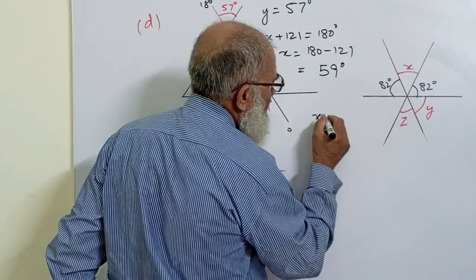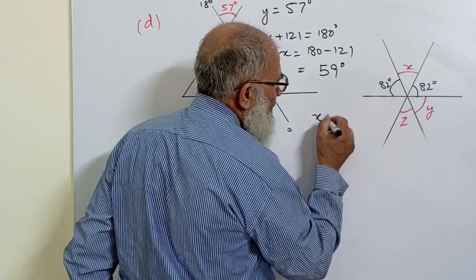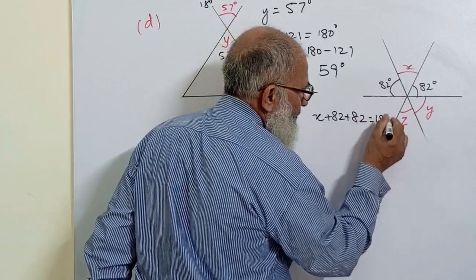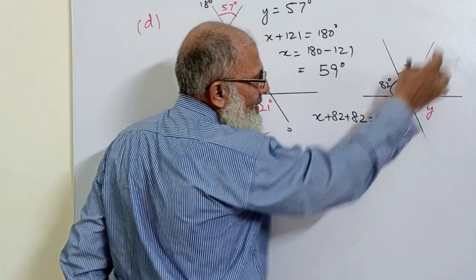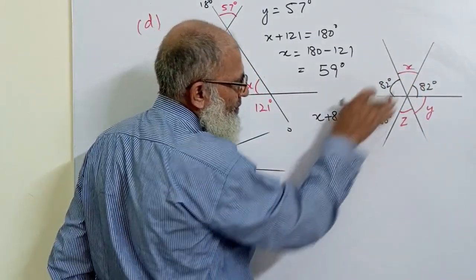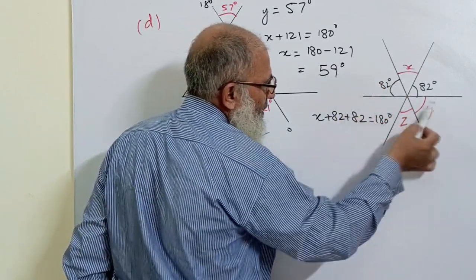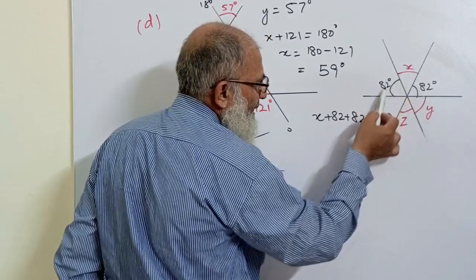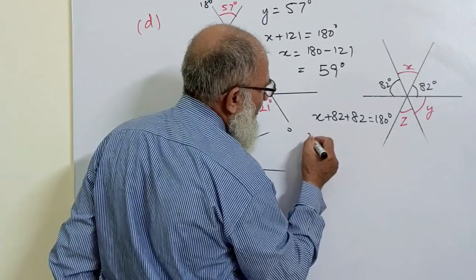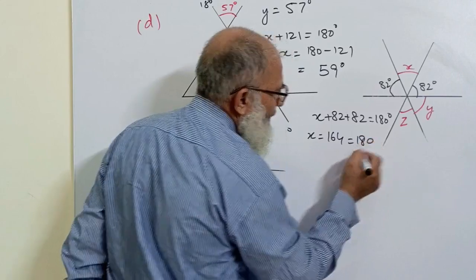x plus 82 plus 82 is equal to 180 degrees, because these are supplementary angles. Don't just look at the reverse position, just look at this line above. 82 plus x plus 82 is equal to 180 degrees. Just add them: x plus 164 is equal to 180 degrees.